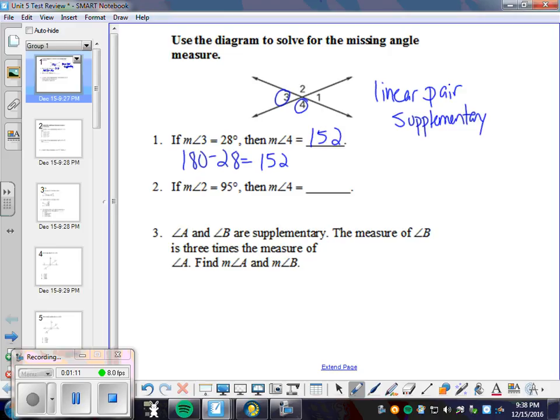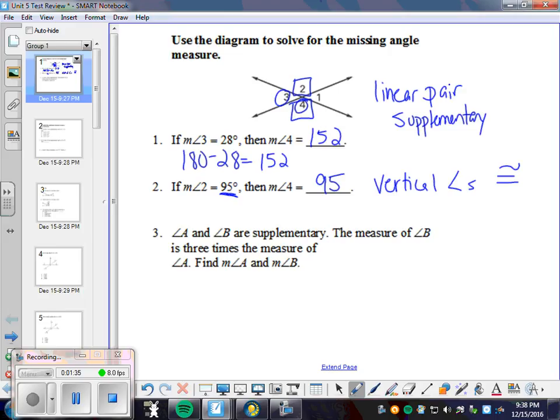Number 2, angle 2 and angle 4 have what relationship? They are vertical angles, so they are congruent. So whatever 2 is, 4 is. So 2 is 95, so 4 is 95.